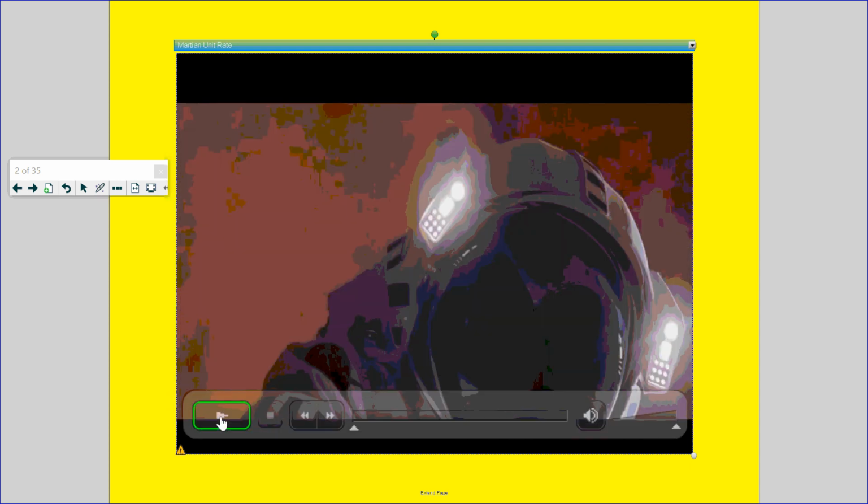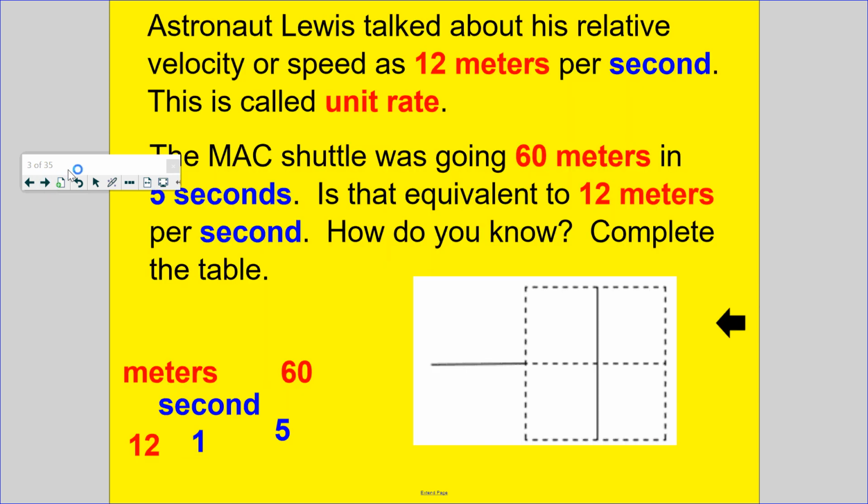So this is a movie called The Martian. An astronaut was left behind by accident. That's just a really bad day. So I guess the space shuttle. Let me go read the question. Astronaut Lewis talked about his relative velocity or speed as 12 meters per second.